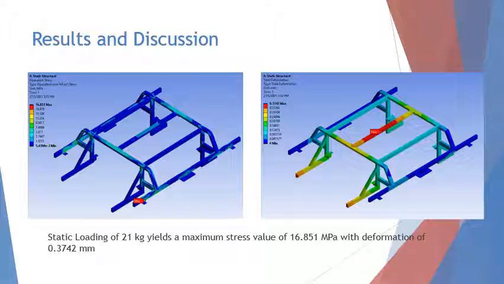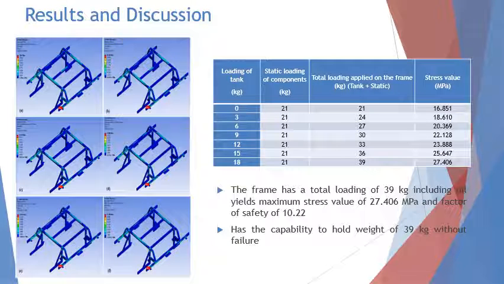In the result analysis discussion, the static load of 21 kg yields a maximum stress of 16.851 MPa with deformation of 0.3742 mm. It is found out that the frame has total loading of 39 kg including oil. The yield maximum stress value of 27.406 MPa and factor of safety of 10.22. It has the capability to hold the weight of 39 kg without failure.